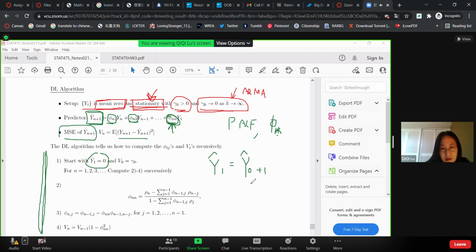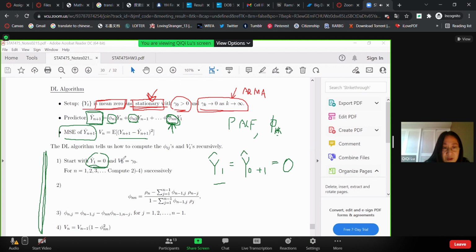How do you do it? So you don't have data, and then you want to predict the next value. And then you just use the mean of the process, right? The mean process is 0. So we just use 0, the average, for y1 hat because we have no information, we have no data. So we start with y1 hat equals 0.